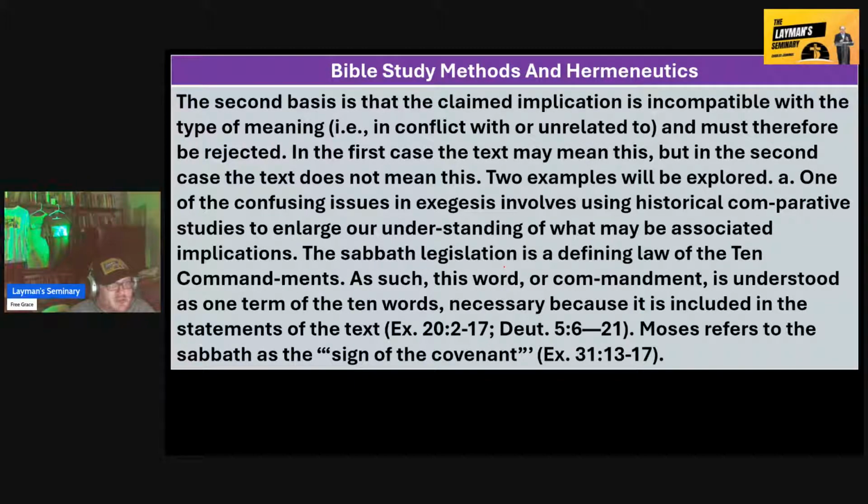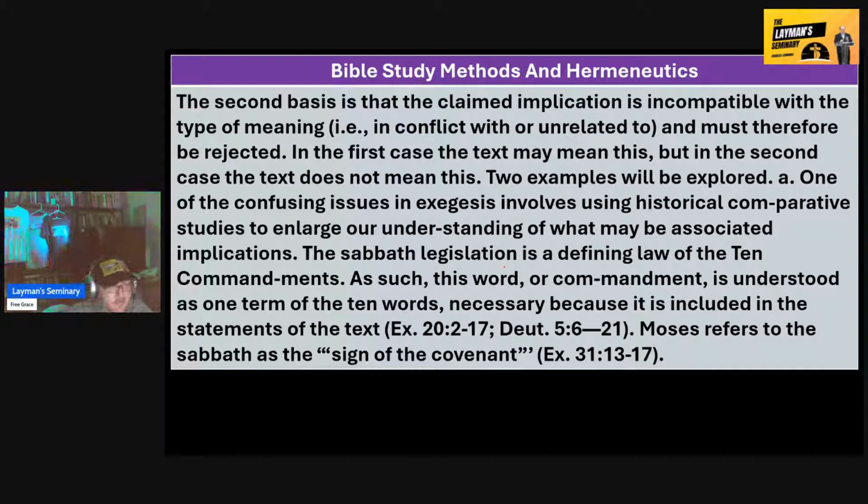One of the confusion issues in exegesis involves using historical comparative studies to enlarge our understanding of what may be associated to implications. The Sabbath legislation is a defining law of the Ten Commandments. As such, the word or commandment is understood as one term of the 10 words, necessarily because it's included in the statement of the text.